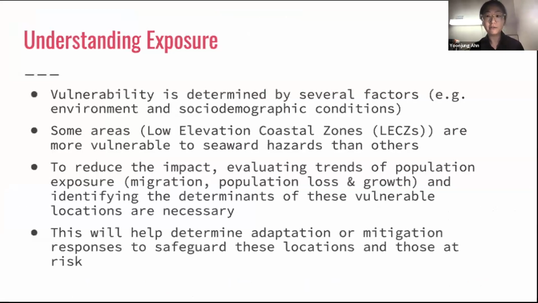Our research was motivated by the need to understand the disproportionate impact of seaward hazards. As much of the literature has discussed, vulnerability is determined by several factors such as environmental and socio-demographic conditions. Some areas, such as low elevation coastal zones, are more vulnerable to seaward hazards than others. To reduce this impact, evaluating trends of population exposure and identifying the determinants of these vulnerable locations is necessary, because this will help determine adaptation or mitigation responses to safeguard these locations and the people at risk.